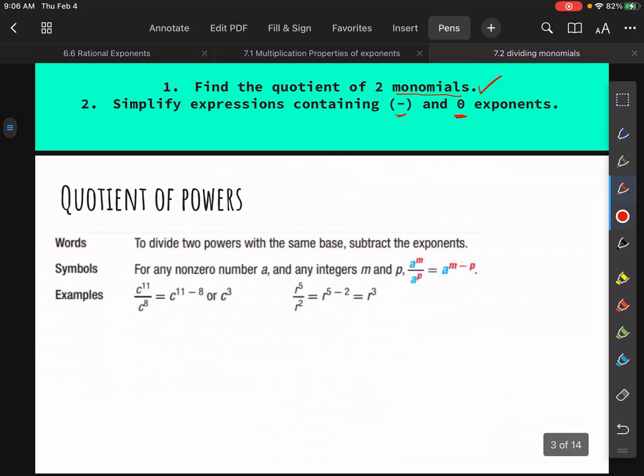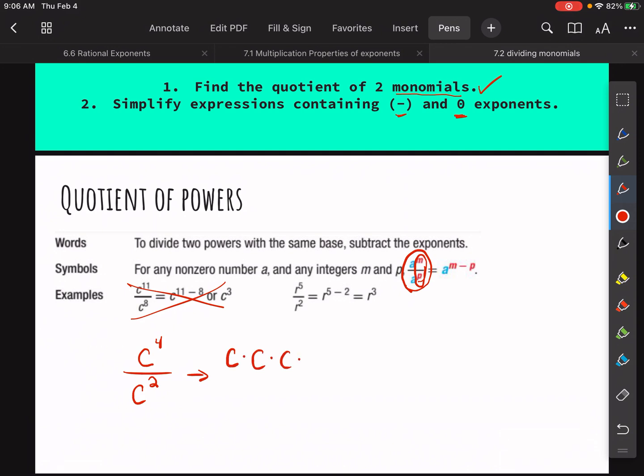So the quotient of powers. What a quotient of powers means is, if you have something with the same base, like in this, for instance, it's a, and you have a to the mth power divided by a to the p power, what you end up doing is subtracting those two exponents to simplify this. Let me show you how that works. I actually don't love this example because it's too big. But let's just say I had c to the fourth power over c to the second power. What this actually means is c times c times c times c over c times c.